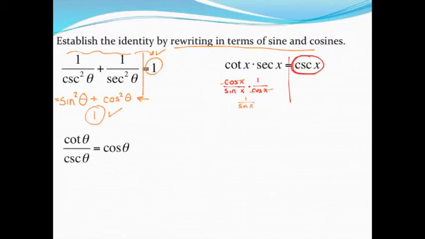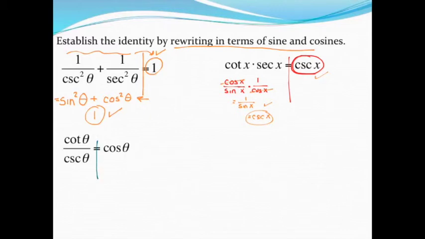And again, looking at my identities chart and my reciprocals, I can see that 1 over sine is the same thing as cosecant, which again was my goal. So I've made it to my destination. That side was rearranged to become that side over there. I've established the identity. Okay, let's take a look at just one more of these for this video.